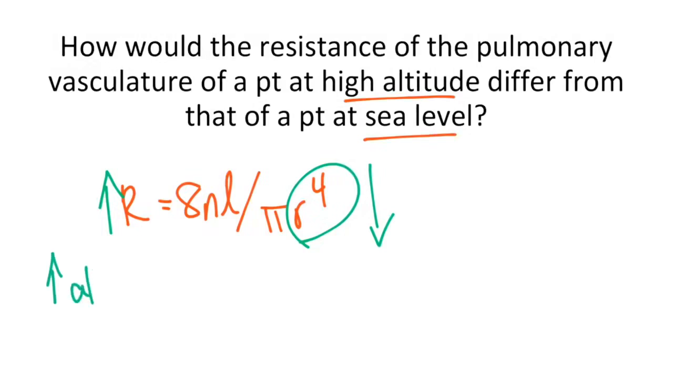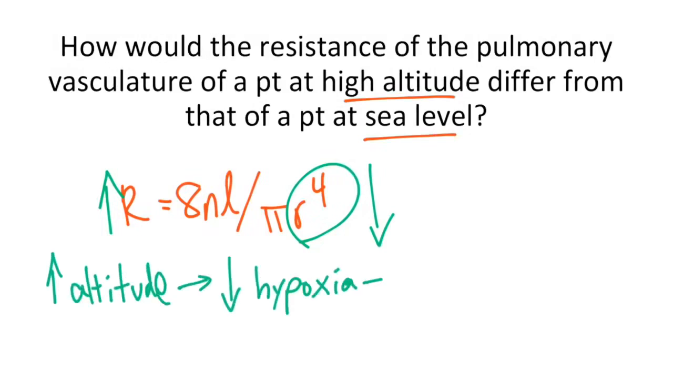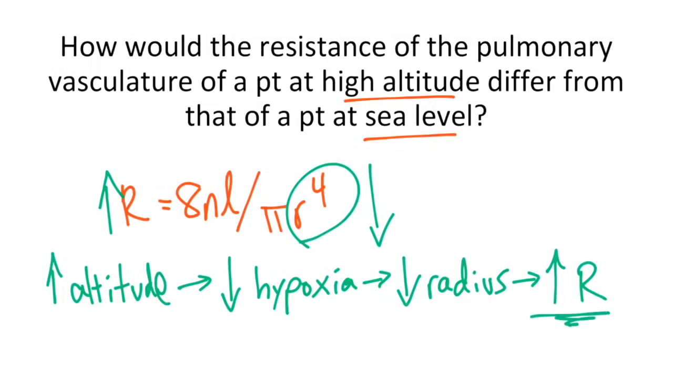So at increased altitude, patients are hypoxic, which results in vasoconstriction, so the radius gets smaller, which increases resistance. So you can see that at high altitudes, patients will experience hypoxia, which will decrease the radius of the pulmonary vasculature and will increase the resistance.